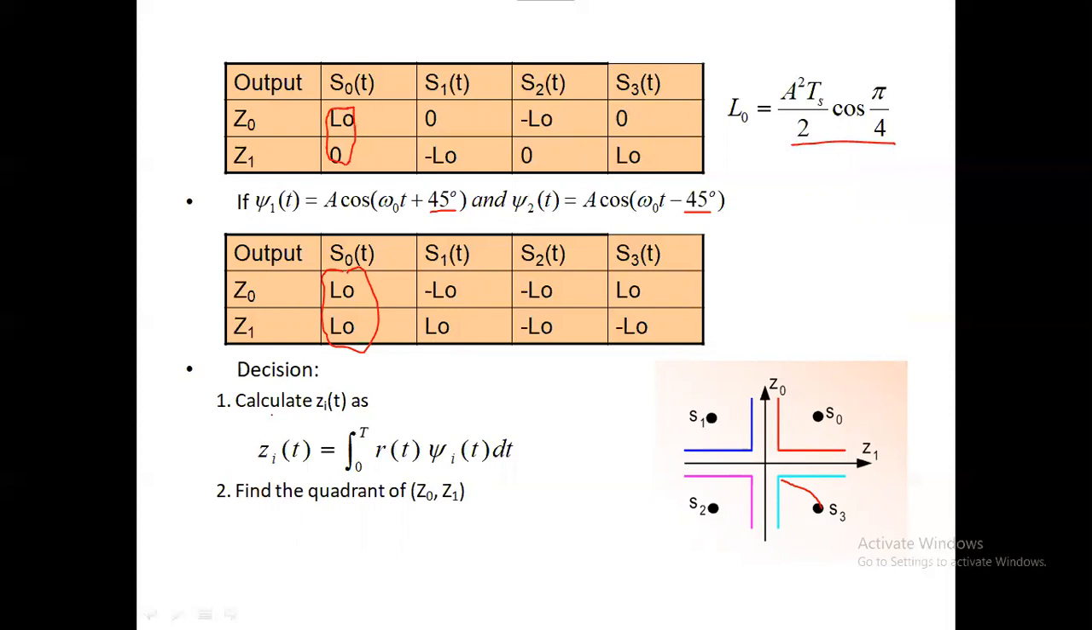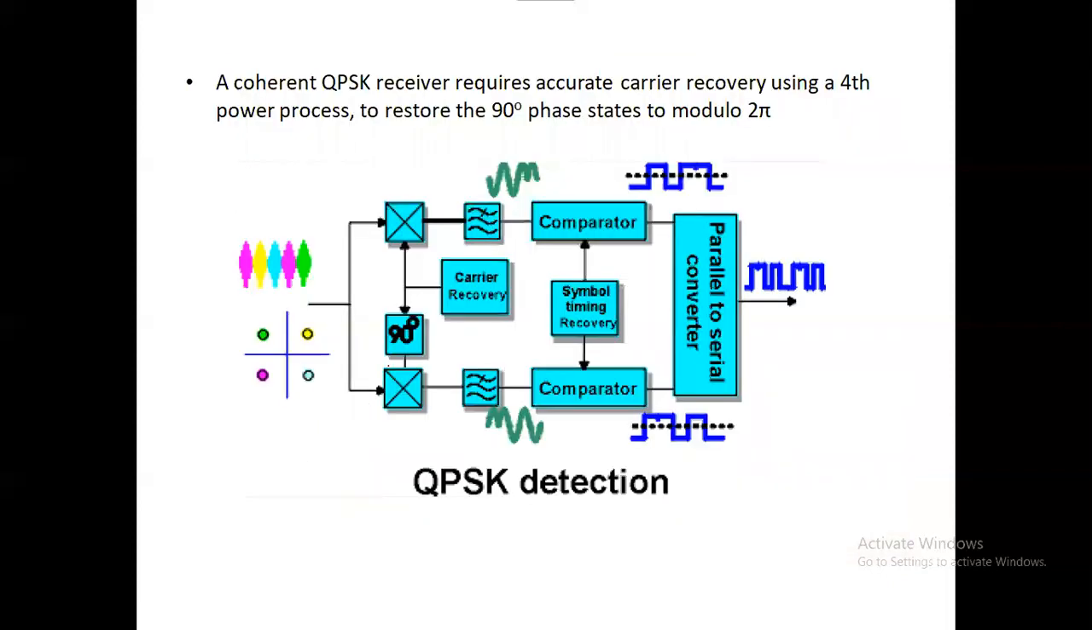So how do we calculate this? First we calculate Z1(t) and Z2(t) from multiplication of the received signal with the first basis function and the second basis function. Then from the lookup table, we look up the values Z0 and Z1. And then we decide what the transmitted symbol is. So this is the case when we modulate the signal.